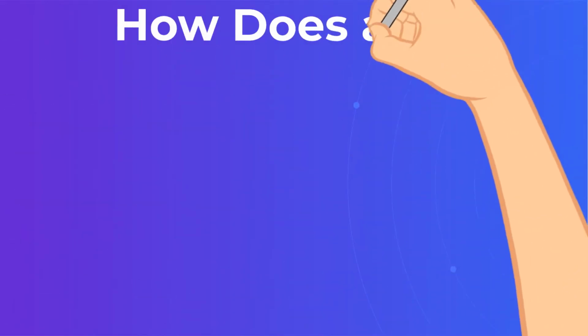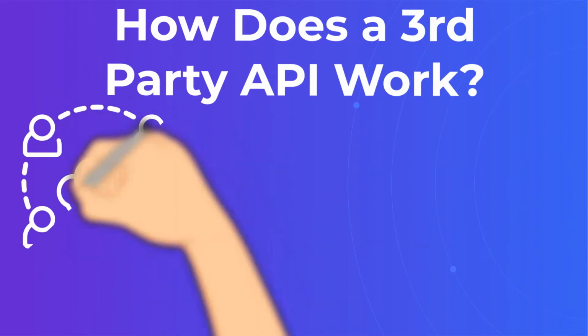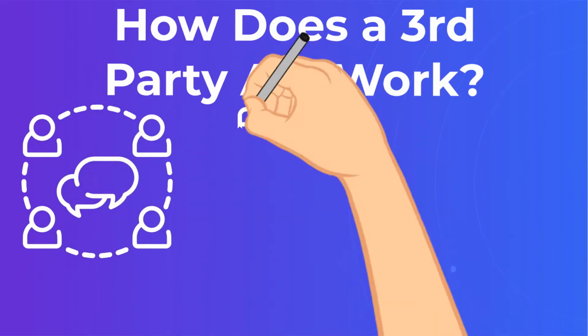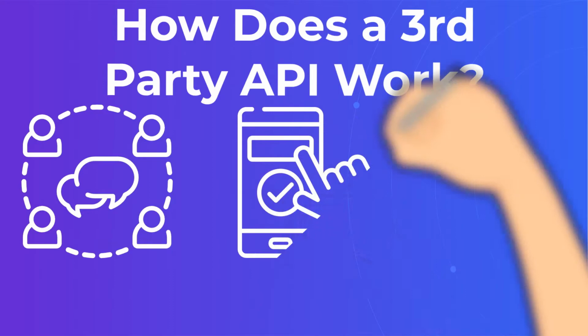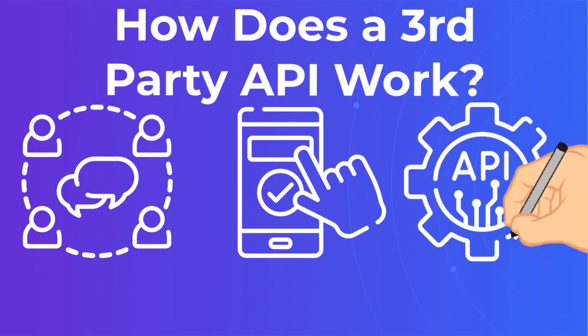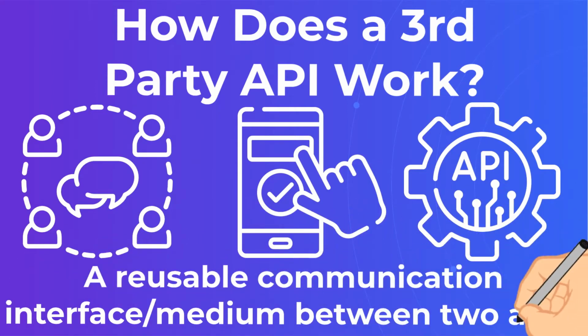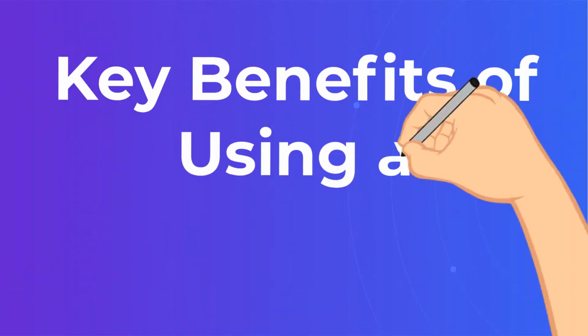How does a third-party API work? An API is a reusable communication interface or medium between two apps. It creates shared functionalities and enables seamless, regulated data sharing. In the third-party case, the owner develops an app functionality as an API so that other apps can plug into their app features.